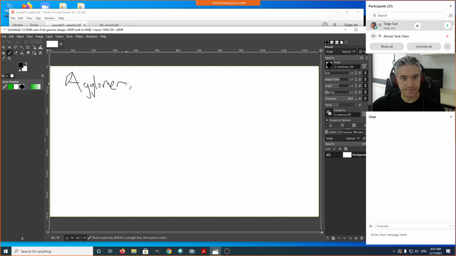Agglomerative. It means by combining small things into agglomerates, it means bunch up together. So it starts with each object. So this is agglomerative clustering.